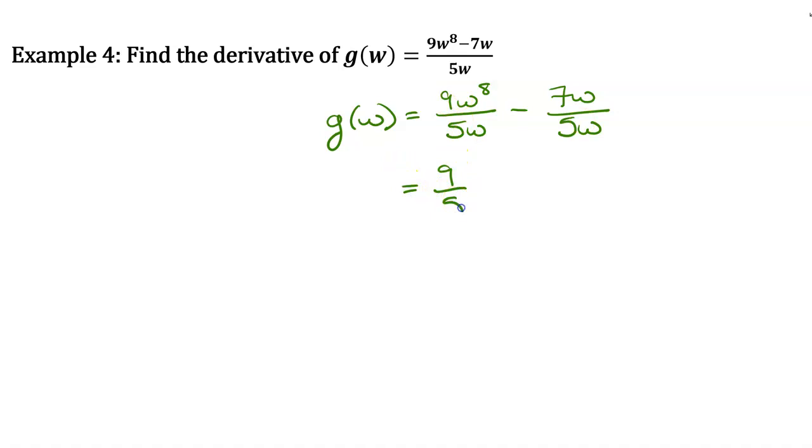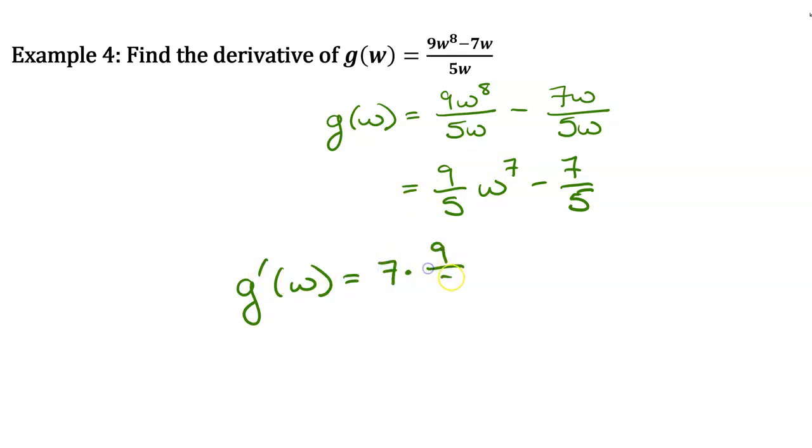So that's 9/5 w to the 7th minus 7/5. So now we can find the derivative. G prime. The power goes out front and go down a power. For a constant, the derivative is 0. So that goes away. 7 times 9 is 63 over 5, w to the 6th.